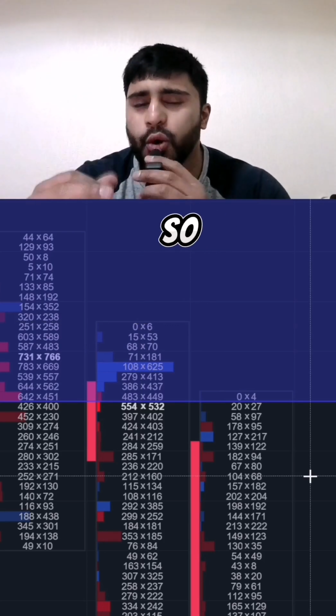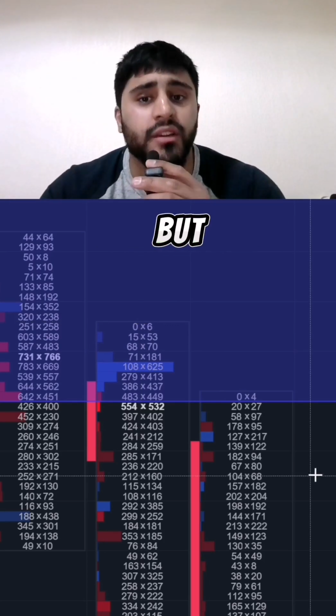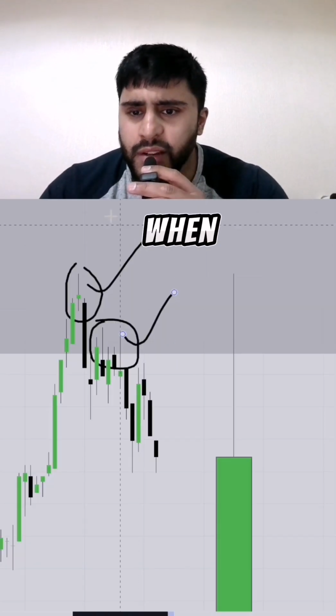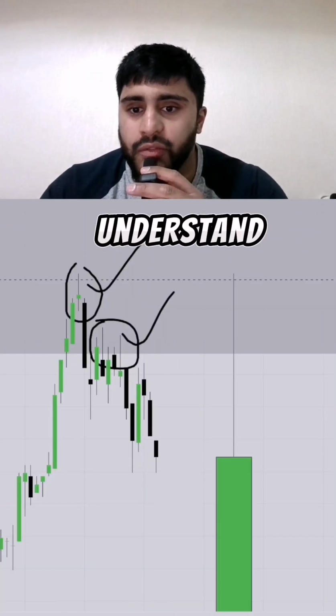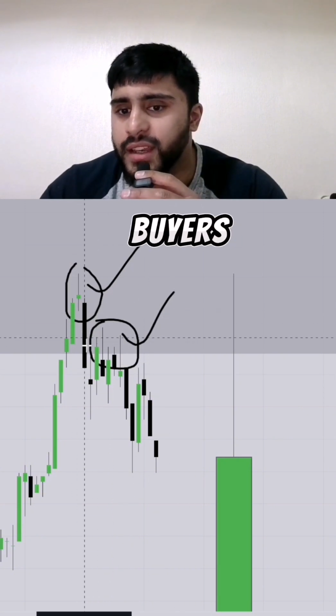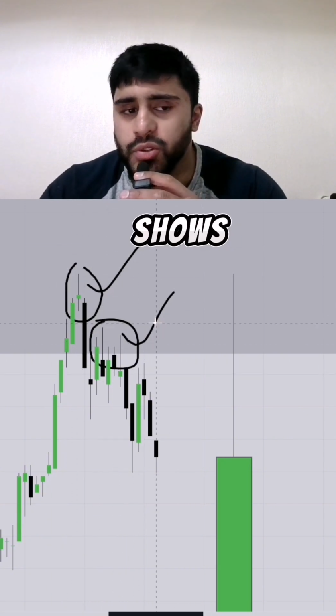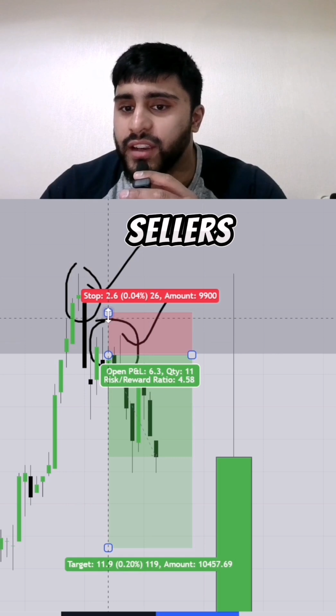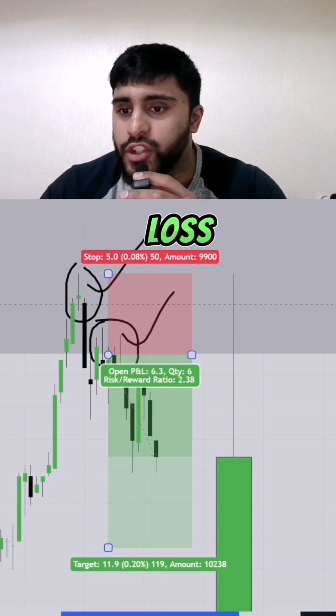So that means there's so many more aggressive buyers, but they've failed to move price higher. So when we look here in this region, right, we understand over here that sellers have won the battle between buyers and sellers. Buyers here have failed in this region. This shows you that the zone is active and sellers are in control. So you can place a stop loss just above here, right?